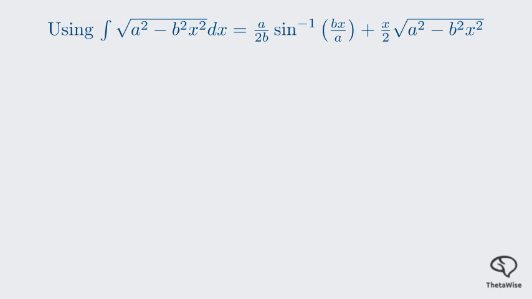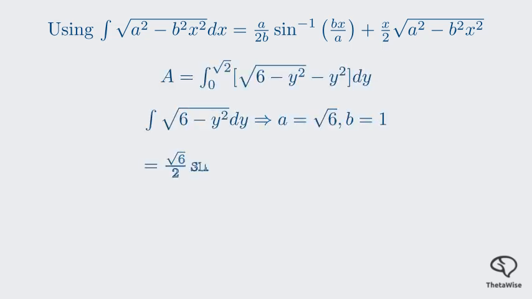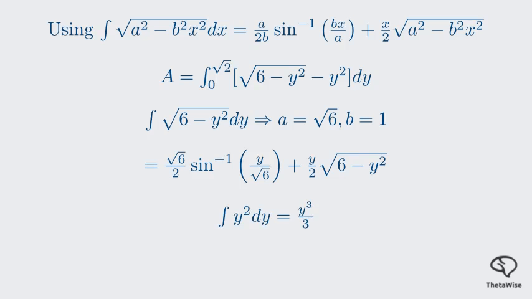Our term is the square root of 6 minus y squared. Comparing this to the formula, we see that a is the square root of 6 and b is 1. Plugging these values in gives us the antiderivative for the square root term. The antiderivative for y squared is simply y cubed over 3. Now we can write down our full antiderivative and evaluate it at the limits of integration, root 2 and 0.